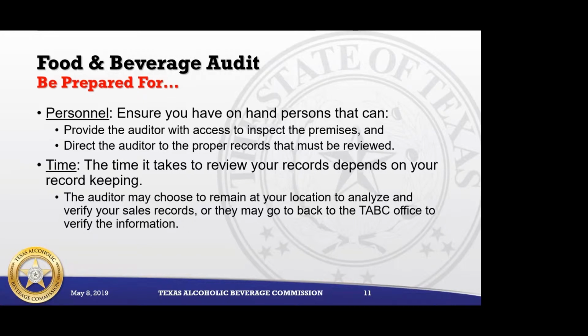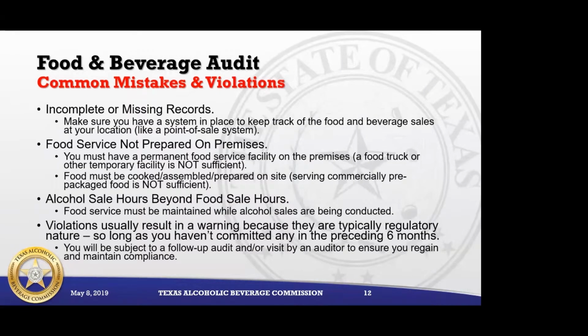Sometimes the auditor will stay at your location and finalize the audit, or they might go back to the TABC office that they belong to in order to verify the information before providing you with a conclusion to it. So the common mistakes we see here, the big one is always incomplete or missing records. Make sure you have a system in place to keep track of the food and beverage sales at your location. A point of sale system is great, but as long as you're keeping accurate records, receipts, where they track daily sales, that'd be fine.